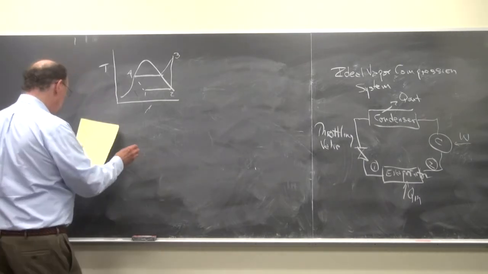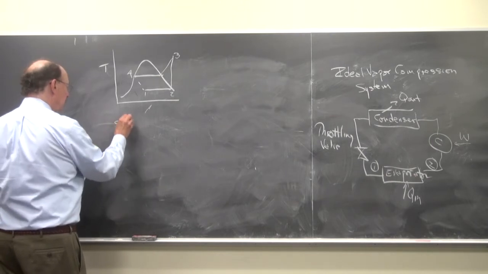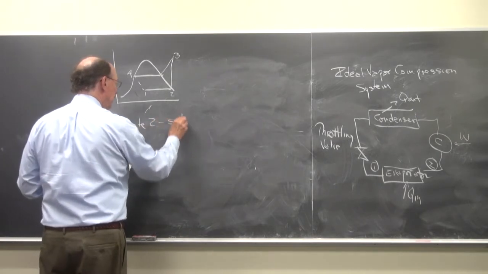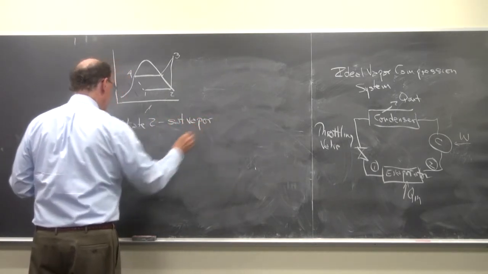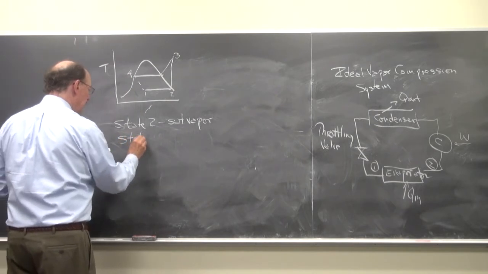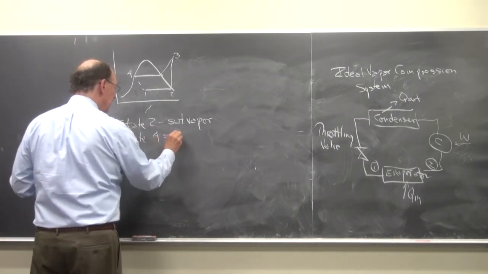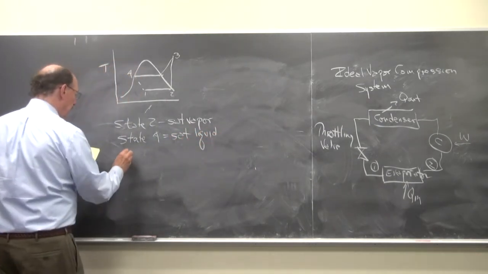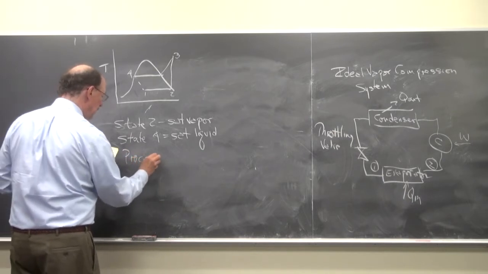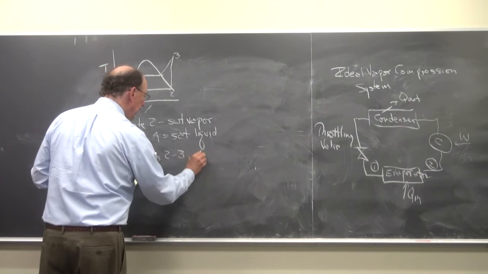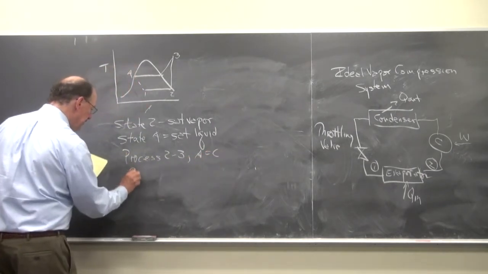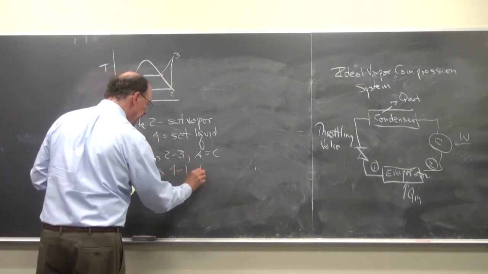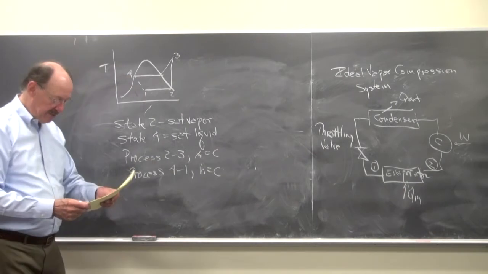And so what we have here is that state 2 is a saturated vapor. State 4 is a saturated liquid. Process 2 to 3, S equals C, and process 4 to 1, H equals C. So the throttling processes are this.